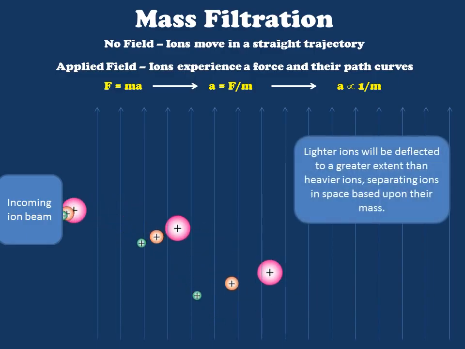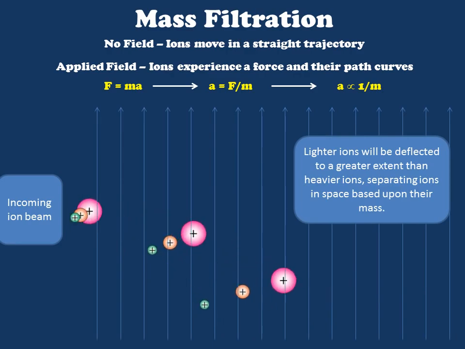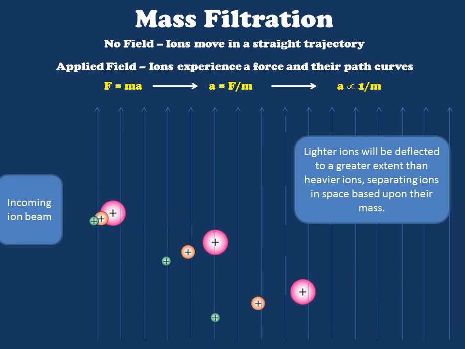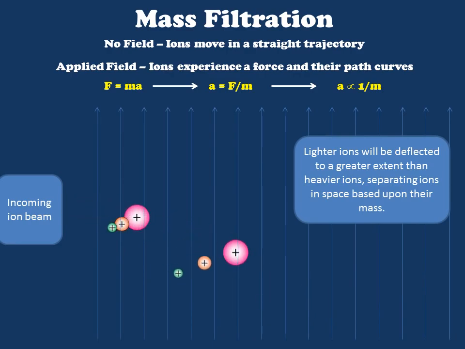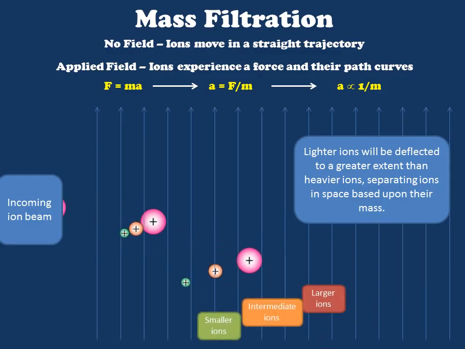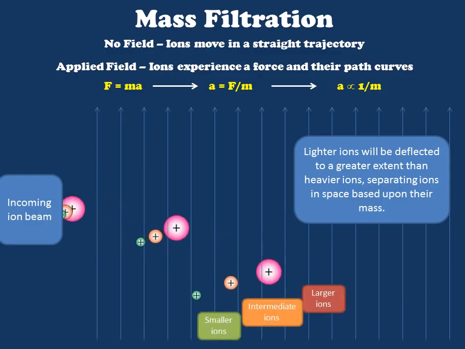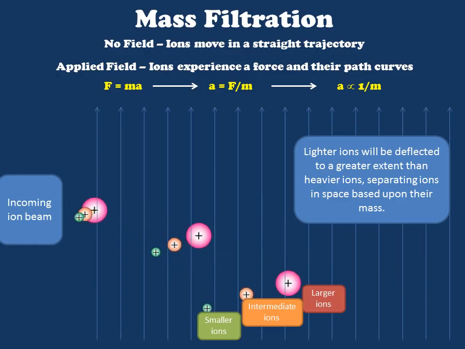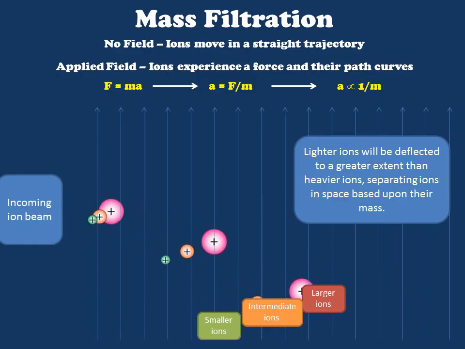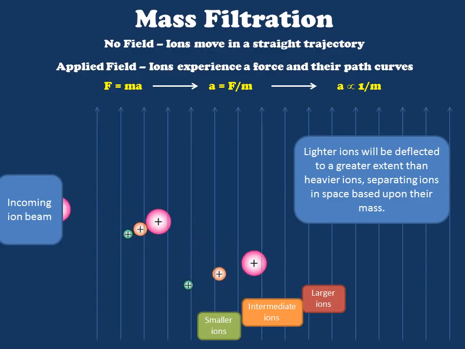In other words, lighter ions will be deflected to a greater extent than heavier ions. This will cause them to be separated in space. As you can see in this example, the smaller green-colored ions are moving with a greater degree of curvature, and this means that they reach the bottom of the screen at a location closer to the source.